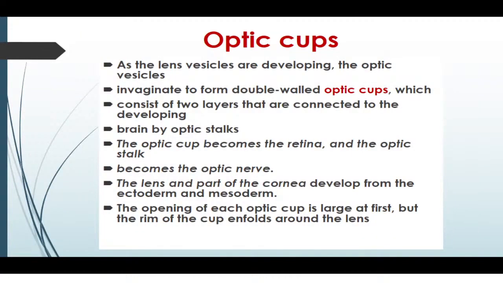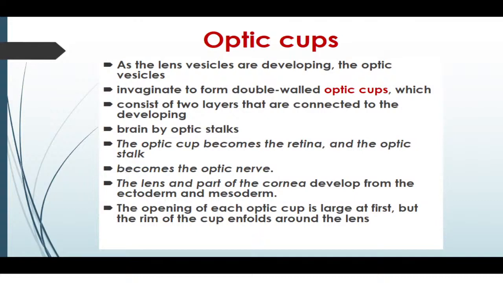We'll continue our discussion. Optic cup. It's very important to understand that the optic cup is a double structure, left and right, and each optic cup is the result of the developing optic vesicles invaginating to form the double-walled optic cups, which consist of two layers connected to the developing brain by the optic stalk. The optic cup becomes the retina, and the optic stalk becomes the optic nerve.